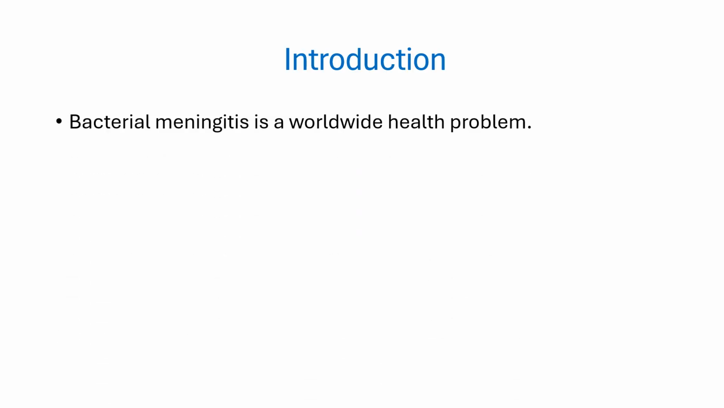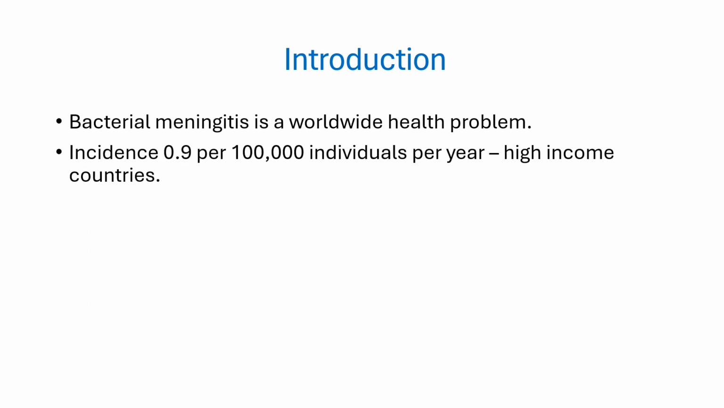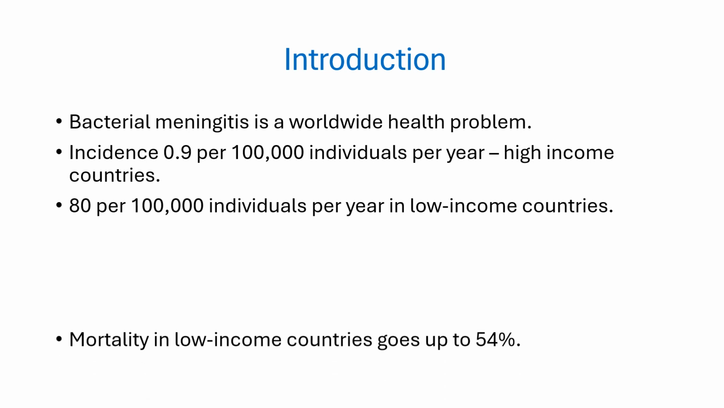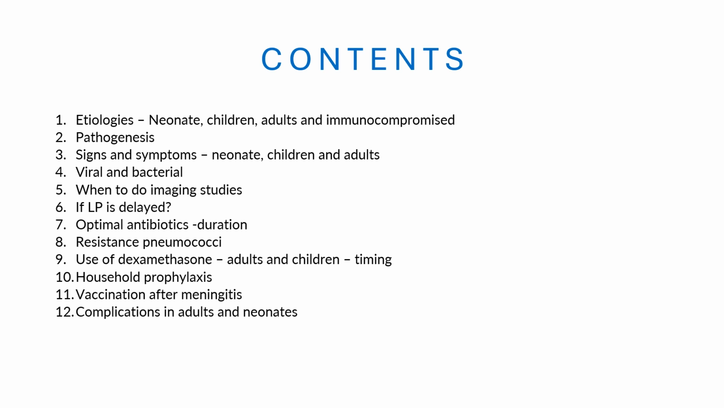Introduction. Bacterial meningitis is a worldwide health problem. Incidence is about 0.9 per 100,000 individuals per year in high-income countries. In low-income countries, the incidence is hundredfold, like 80 per 100,000 individuals per year. The mortality is as high as 54% in low-income countries.